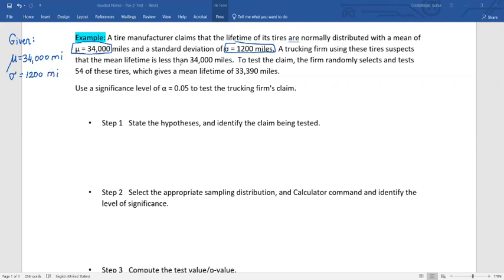Now, this is what the trucking firm believes, what they suspect. They suspect that the mean is actually less than. So let's just write that down because that's actually the claim, right? To test the claim, the firm will actually use a sample. So this 54 is the sample size, and the mean from the sample will be x bar, which is 33,390 miles. So make a note of all of these notations. Make sure you know how to do this on your own. And let's write down this is the claim.